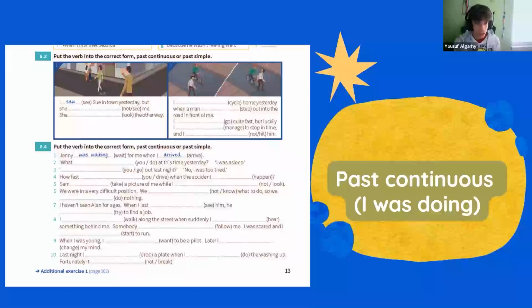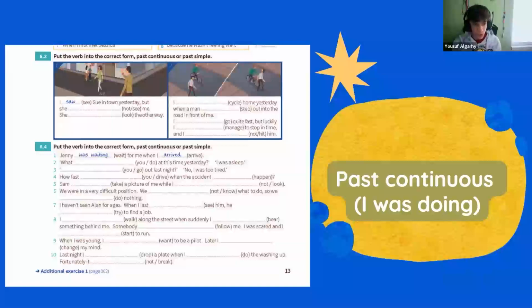Did you go out last night? Good. How fast blank when the accident happened? This would be, how fast were you driving? Good. When the accident happened. Good. All right. So, Sam, take a picture of me while I blank, and it says not look. So this one would be, Sam took a picture of me while I wasn't looking.